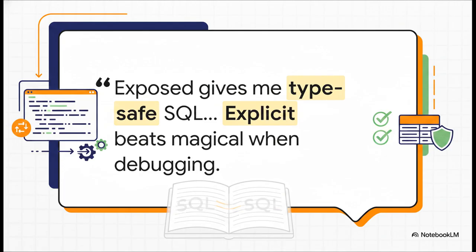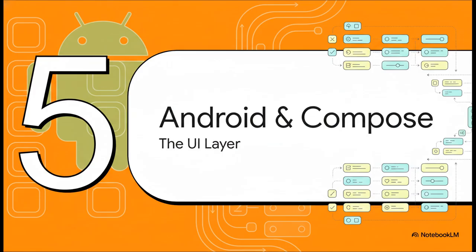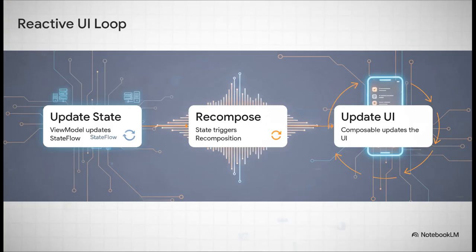Because let's be real, explicit always beats magical when you're deeply debugging a failing query. We want to see exactly what our SQL is executing under the hood, without any hidden proxies or lazy loading surprises. Finally, Section 5. Android and Compose. The UI layer. Modern Android relies heavily on the MVVM, Model View View Model architecture, paired natively with Jetpack Compose.